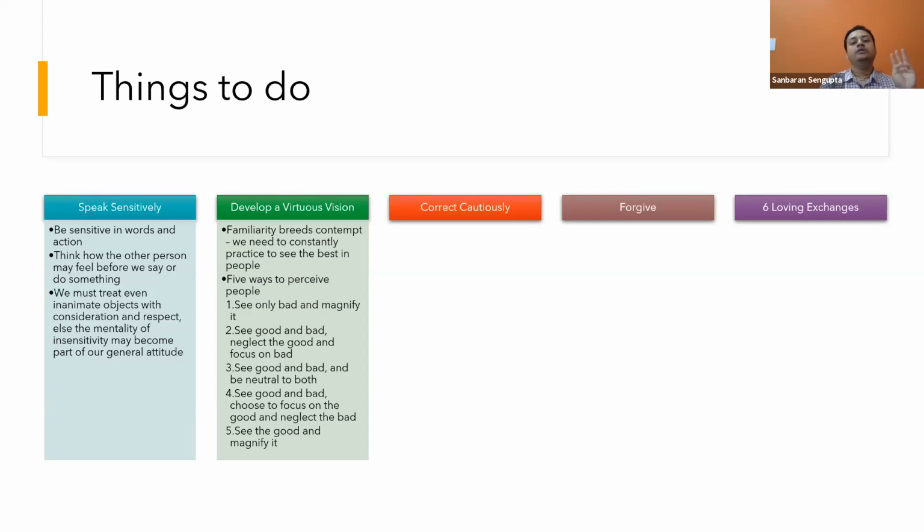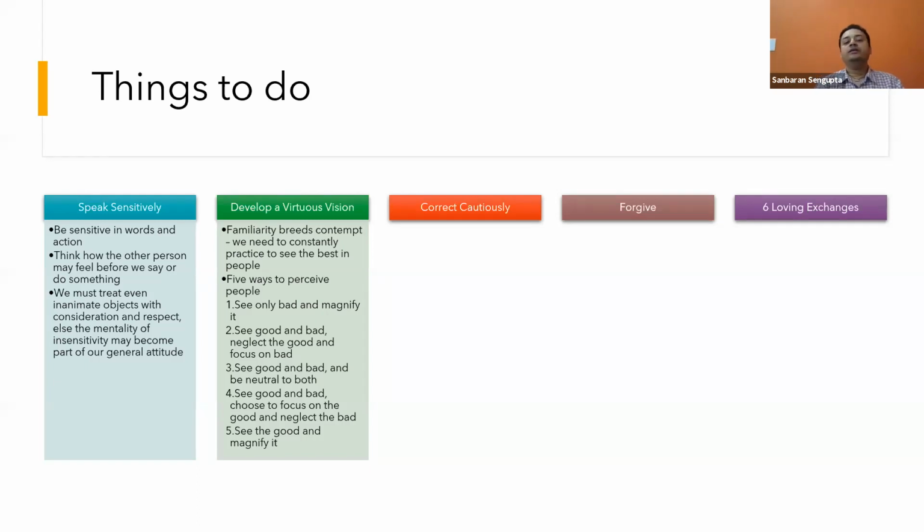Third, see good and bad and be neutral to both. These are people who are not bothered, who just see relationships as trouble, and they don't see good also, bad also. They're like inert. It's very rare to find such people, but there might be such cases. Fourth is the minimum level that we should target for.